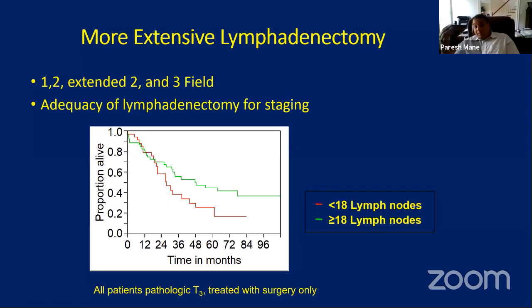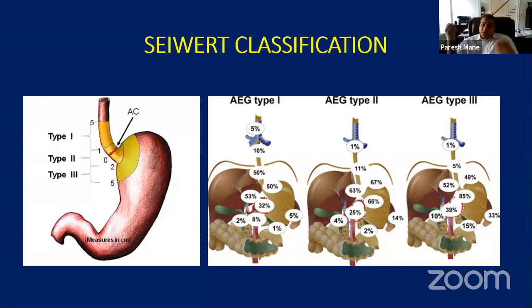Now coming to GE junction tumors. GE junction tumors are a separate entity in itself because it could be more esophagus, less stomach, or more stomach, less esophagus. One way to classify GE junction tumors is the Siewert classification. If you look at the diagram on the left, Siewert 1 is 1 centimeter above the GE junction, up to 4 centimeters going onto the esophagus. Siewert 3 is 2 centimeters past the GE junction and 3 centimeters into the stomach. And Siewert 2 is 1 centimeter above and 2 centimeters below the GE junction.